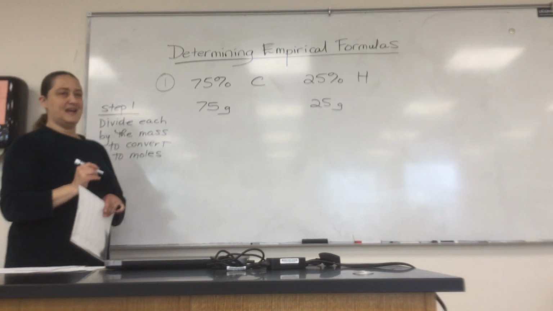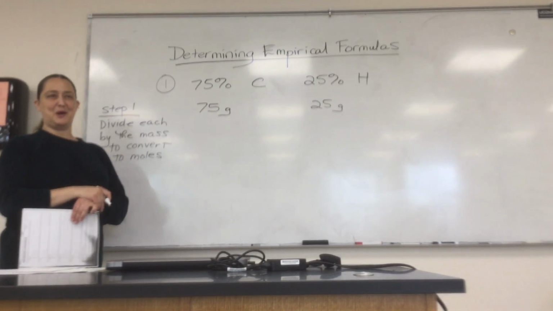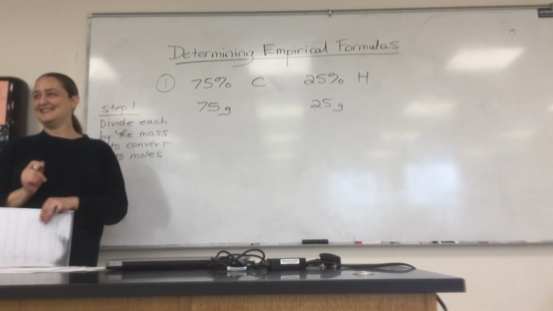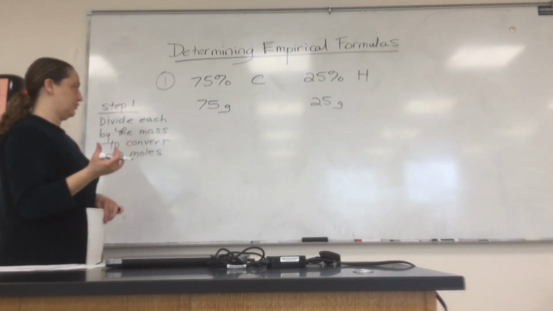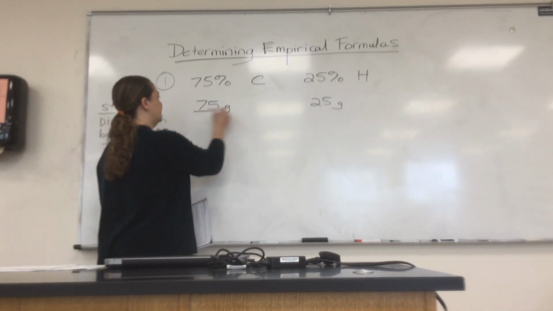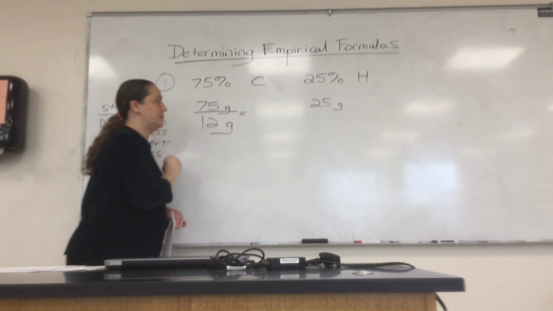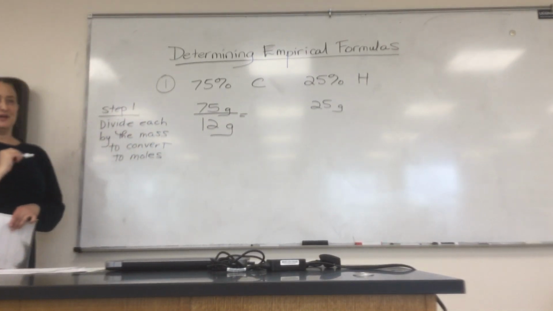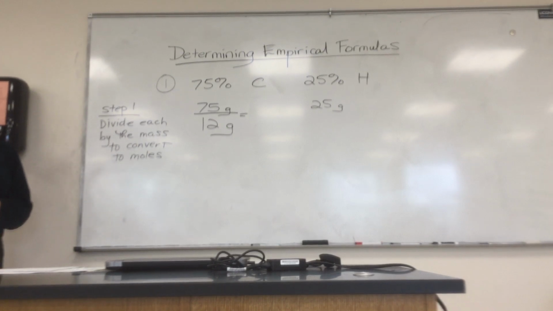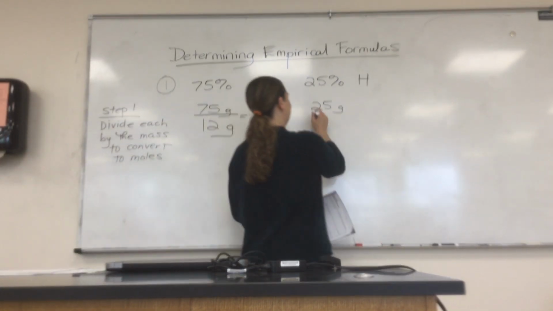Okay, so can somebody tell me what the mass of carbon is? 12. We're just going to use whole numbers just to keep things easy. So we're going to say carbon is 12 grams. So we're going to divide by that mass. How about the mass of hydrogen? 1. Okay.